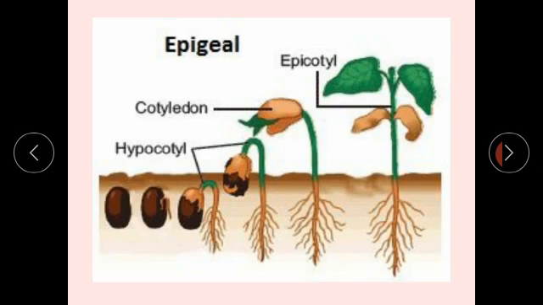You can see here, this is the picture of epigeal germination. The cotyledon is above the ground. This is ground and cotyledon is above the ground, and there is greater elongation of hypocotyl. You can see here, this part is hypocotyl and there is greater elongation of hypocotyl.